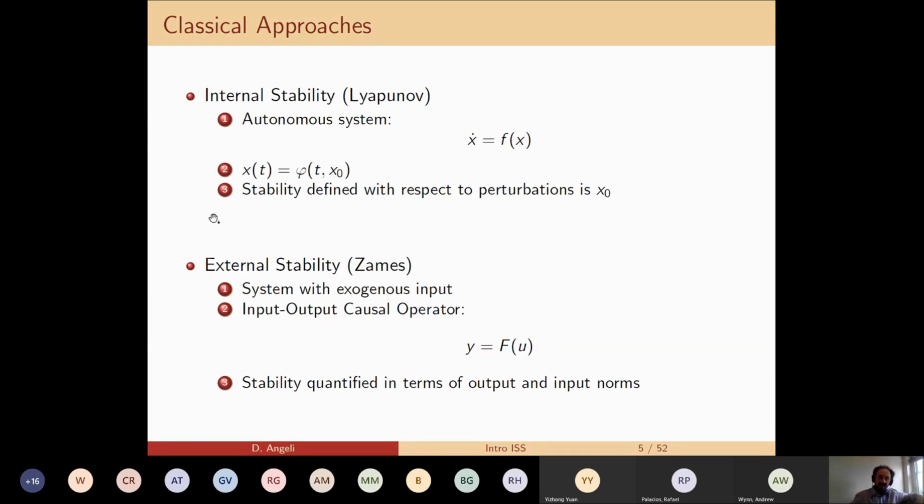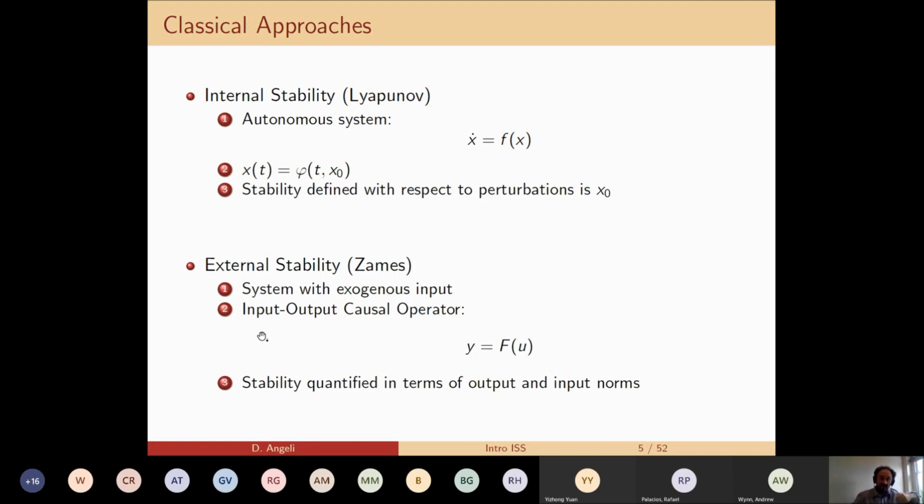So in internal stability, Lyapunov stability, the robustness property is really defined with respect to perturbations in the initial condition. So there is one initial condition that is considered to be of interest. This is perturbed, and we look at the deviation of the corresponding solutions with respect to the nominal solution. Instead, in external stability property, we are basically already by construction dealing with a system with exogenous input.